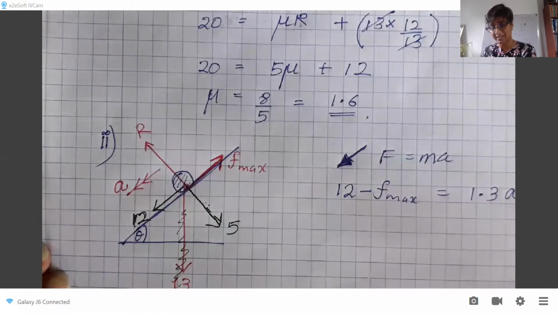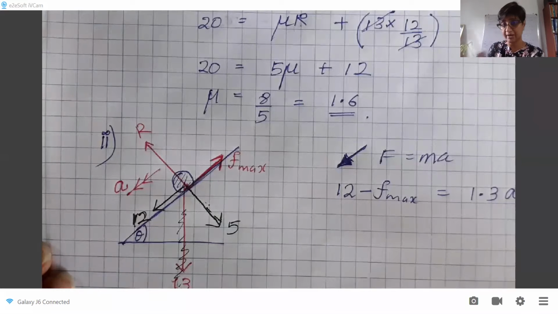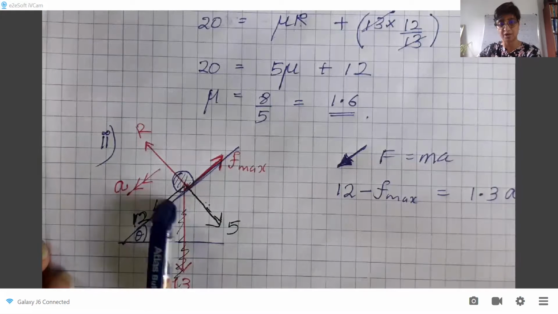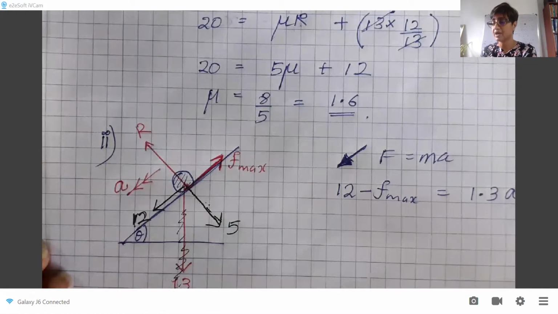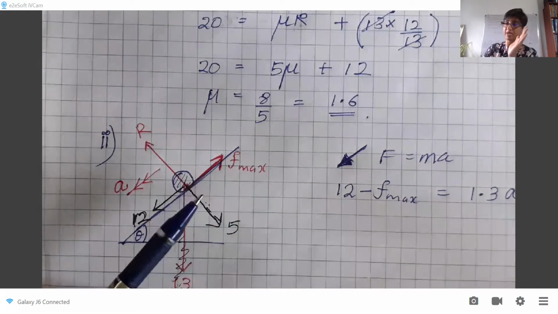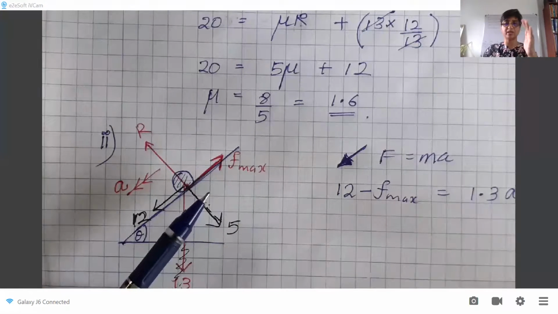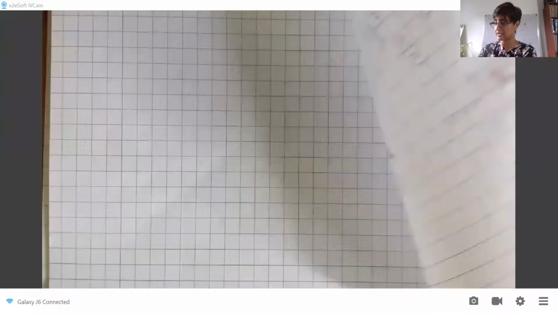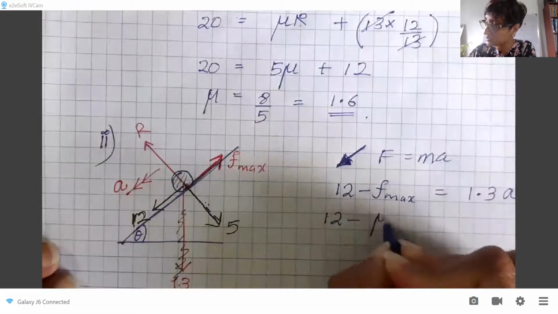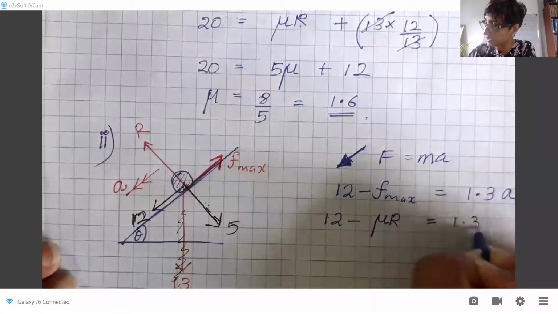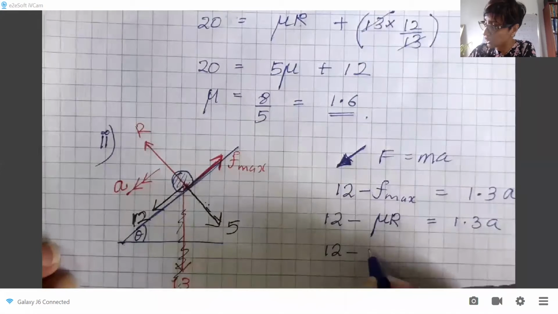Now I need F max here. Is it the same F max as before? You have to find F max for this scenario. F max is mu R, because R is now different. Actually, I think it's not different for this particular example, because the earlier external force had nothing to do with R. It was perpendicular to R, so it didn't affect R. So 12 minus mu R equals 1.3a. I found mu to be 1.6.